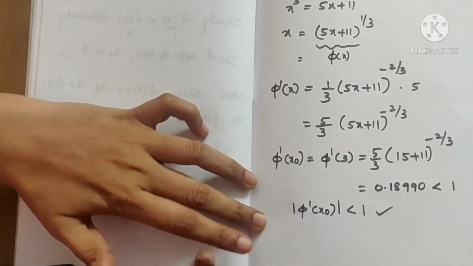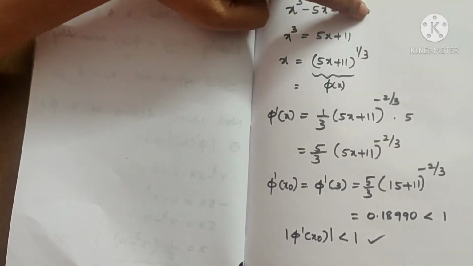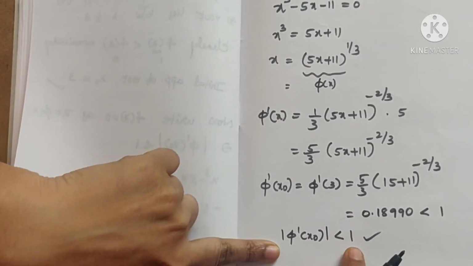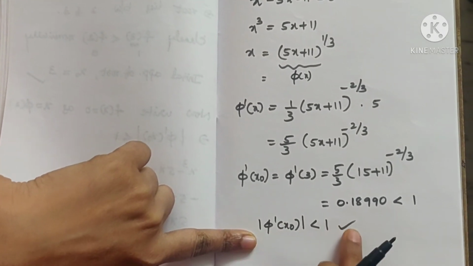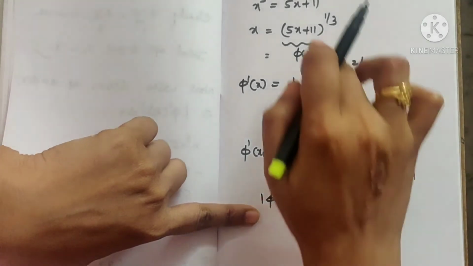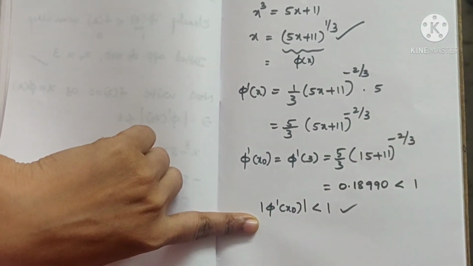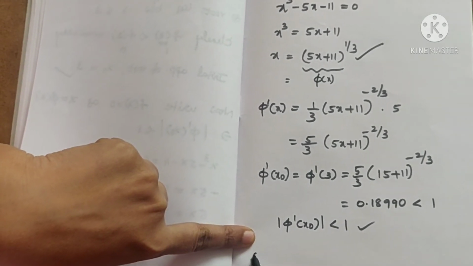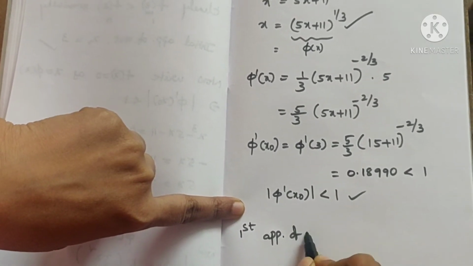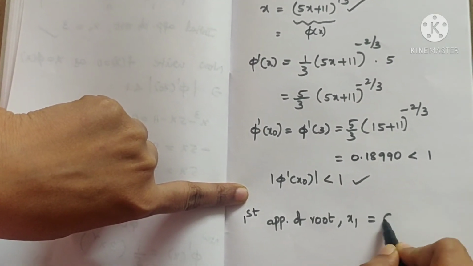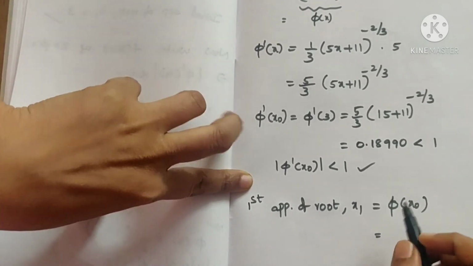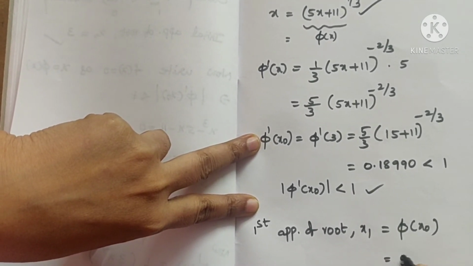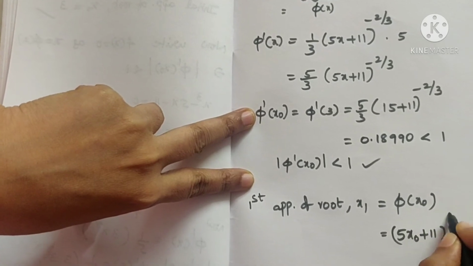So we write f of x equal to 0 as x equal to phi of x, such that modulus of phi dash of x naught is less than 1. As the modulus of phi dash of x naught is less than 1, the corresponding phi of x is useful to calculate the approximate root. Therefore, the first approximation of the root, we denote it as x1 equal to phi of x naught. Phi of x is (5x plus 11) to the power 1 by 3, means (5x naught plus 11) whole power 1 by 3.